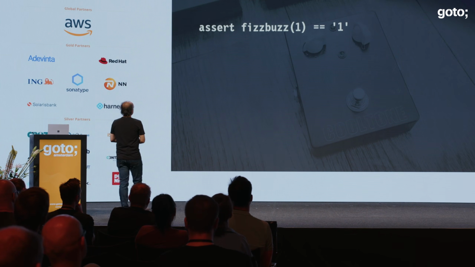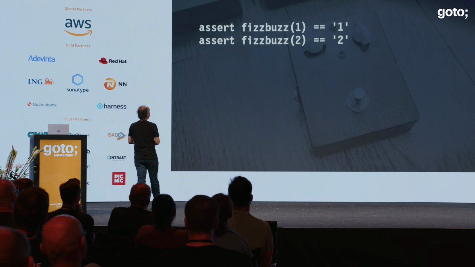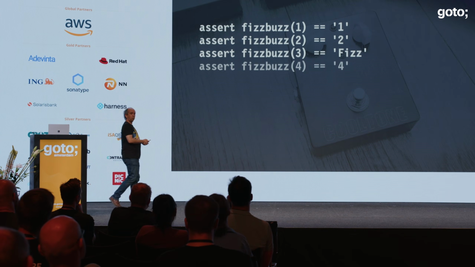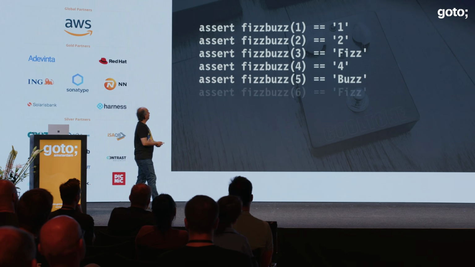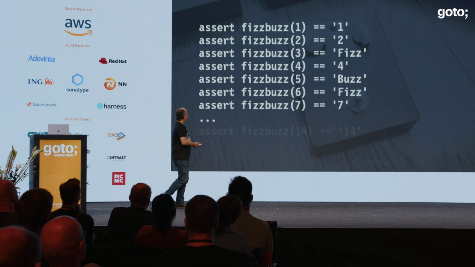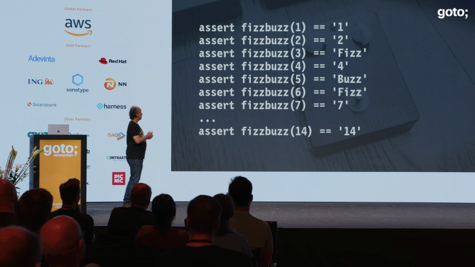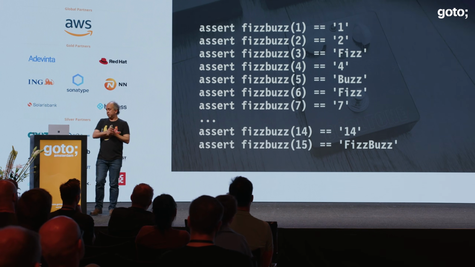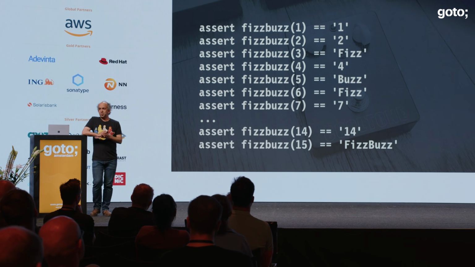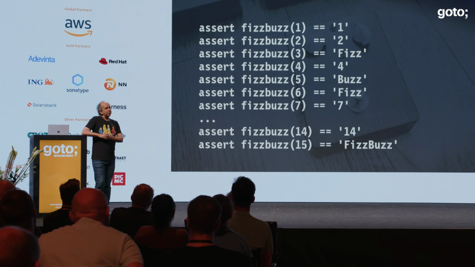FizzBuzz of 1 is 1 as a string, of 2 is 2, 3, oh, it's fizz. 4, it's just 4, 5 is buzz. Divisible by 5. Fizz, yep. 7, yep. And then FizzBuzz, divisible by 3 and 5. It's not the world's hardest, most challenging piece of software, but you'd be surprised how challenging it can be.